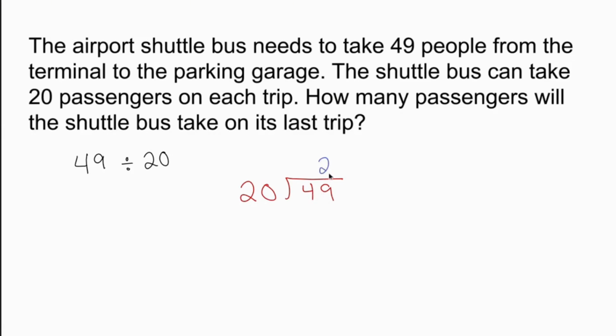How about twice? Now, not exactly twice, but I know 2 times 20 is 40. So we subtract, and when we subtract, we get 9. Now, this 2 means 2 full bus loads will go. Since I can't drop down any more numbers, my remainder is 9.